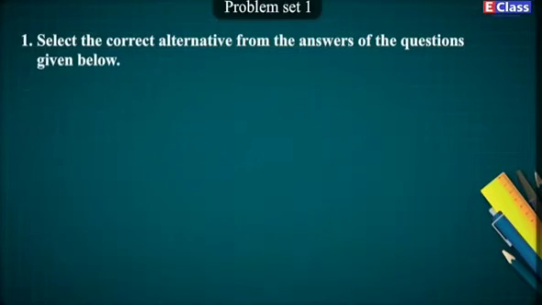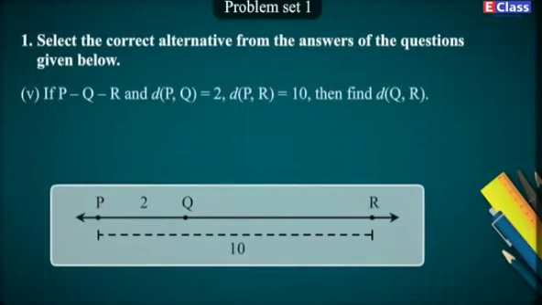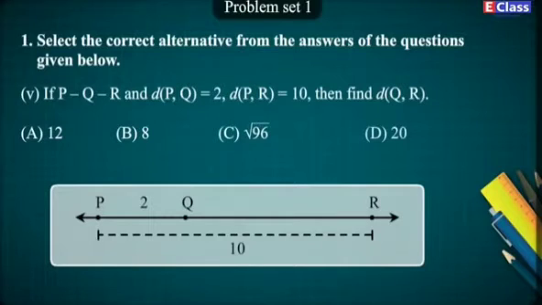5. If P-Q-R and distance of PQ is equal to 2, distance of PR is equal to 10, then find distance of QR. A. 12. B. 8. C. Square root of 96. D. 20. Answer B.